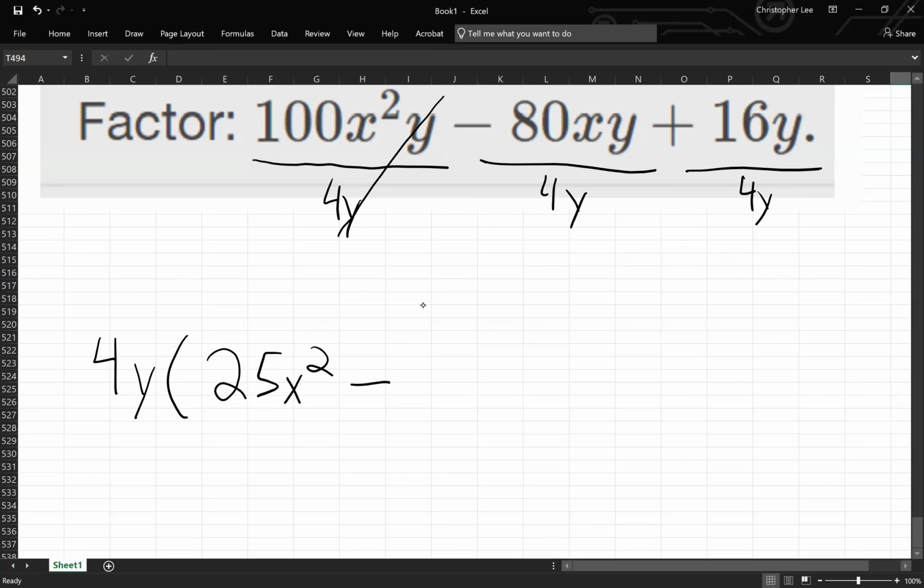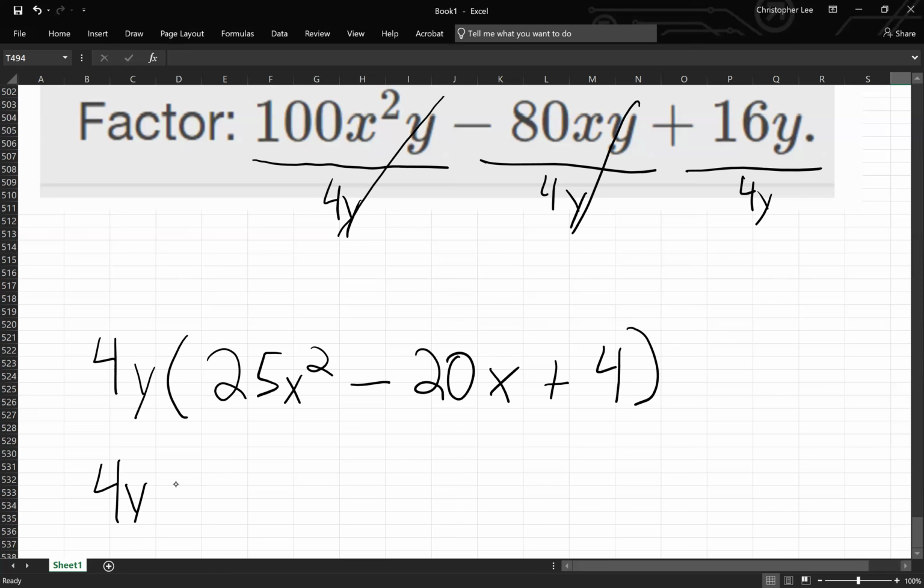Minus, what's 80 divided by 4? What is it? 20, right? So this is 20x, right? Because the y's cancel out. And this is a hard one, right? What is 16 divided by 4? Very good. All right. Now we have a more manageable perfect square trinomial, right?